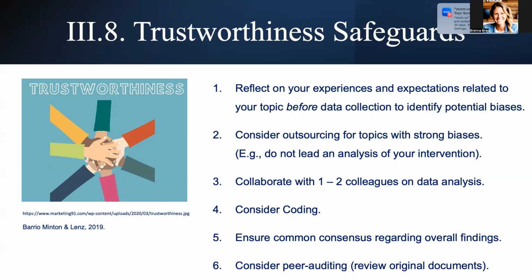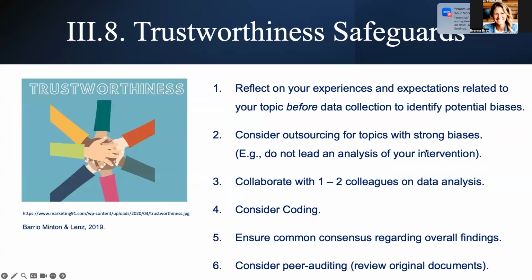We want to have considerations around our coding. We want to be aware of our own biases. We want to ensure common consensus regarding all findings. And we'll get into this a little bit more in Module 4 when we talk about consensual qualitative research, but that consensus is really important for maintaining objectivity and minimizing our own research biases. And then we want to, again, consider peer auditing or reviewing original documents. And that's, again, to support this consensual process.